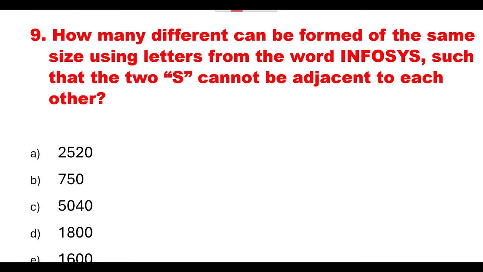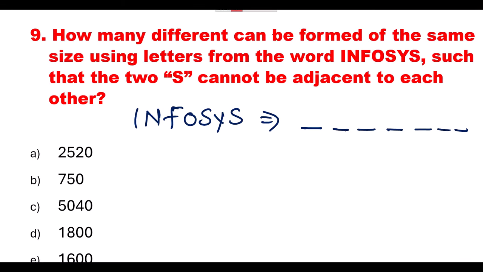Now, Infosys, at least this will be a more related question. How many different ways can we arrange the letters of the word Infosys, same size? It has 7 letters, so we have to use 7 letters, and the S cannot be adjacent to each other. So how many ways can we do this? We have a total of 7 slots.